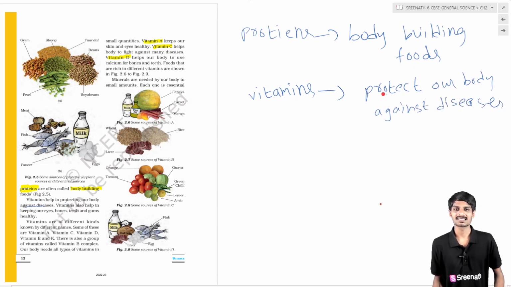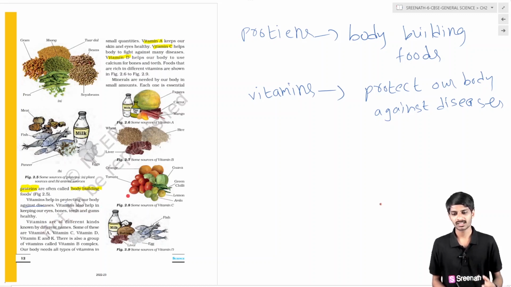So vitamins help to protect our body against diseases. In order to fight against diseases, we need vitamins. Vitamins also help in keeping our eyes good, and bones, teeth and gums healthy. For the health of eyes, bones, teeth and gums, we need vitamins.